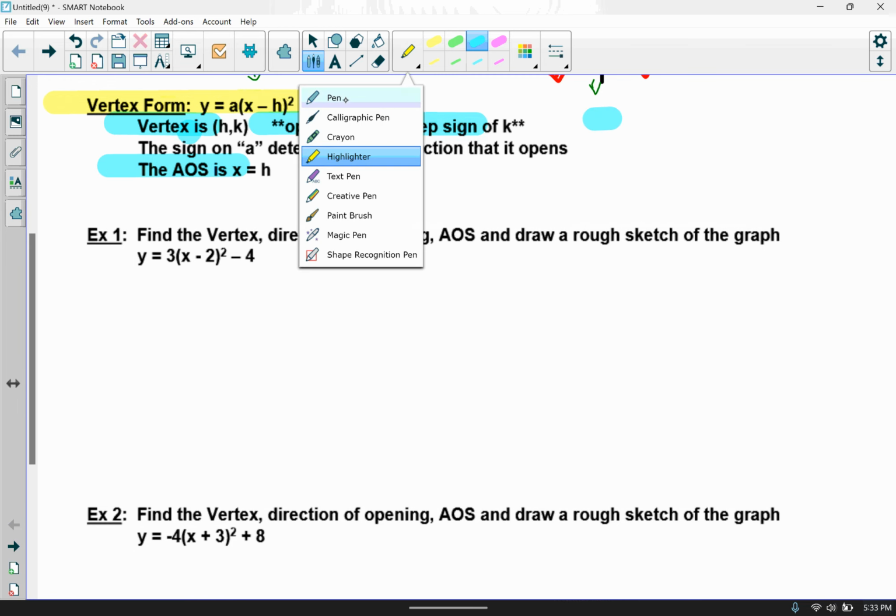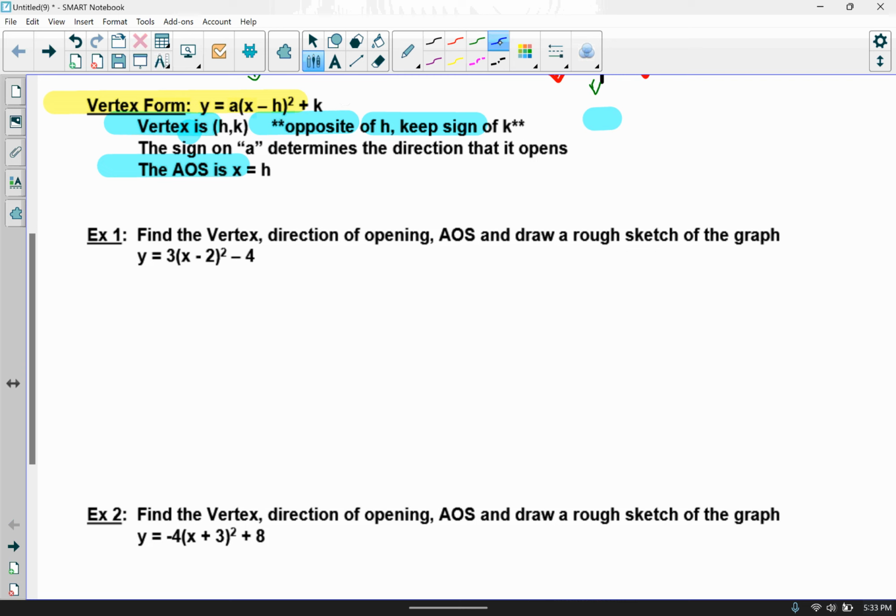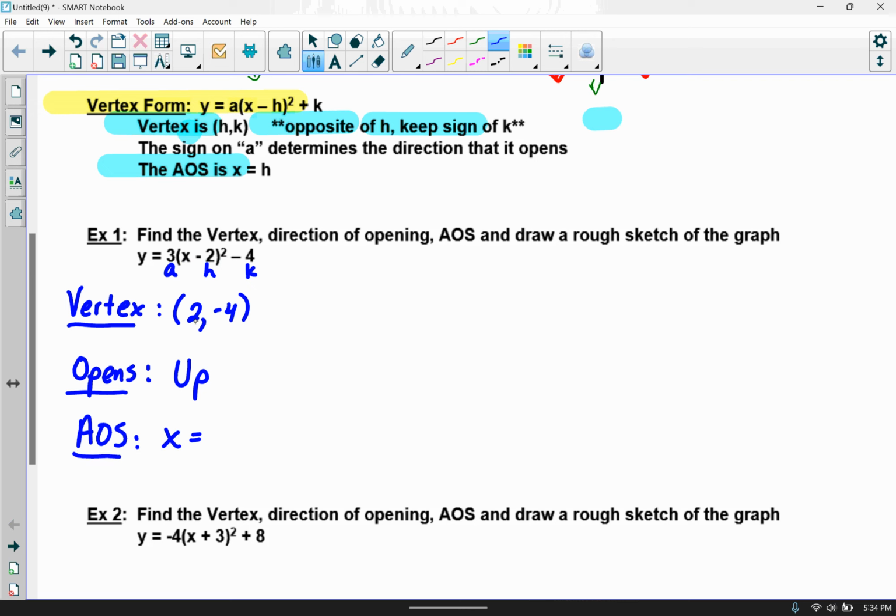All right, so let me get my pen back. Let's first find our vertex. Remember, here's your a, there's your h, and there's your k. It's always the opposite of your h, so that'll be a positive 2, and then negative 4. So my vertex is (2, -4). Which way does it open? That depends on my a value. My a is a positive 3, so it opens, hopefully you agree, up. Axis of symmetry is always x equals the x value of the vertex, so x equals 2.